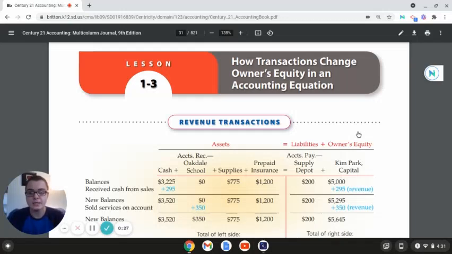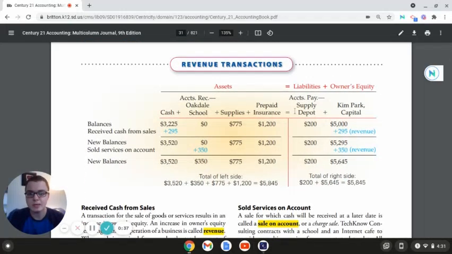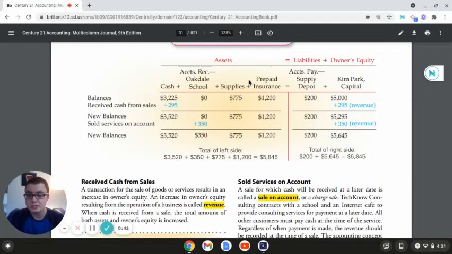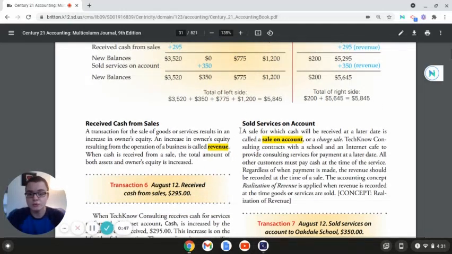But anyway, today I will be going over the 1-3 text, where we will be learning about how transactions change owner's equity in an accounting equation. And in this first part, we will be learning about revenue transactions. So I'm going to be going over just a few key terms before we go over the accounting part for this lesson. So revenue is an increase in owner's equity resulting from the operation of a business. A sale on account is a sale for which cash will be received at a later date.